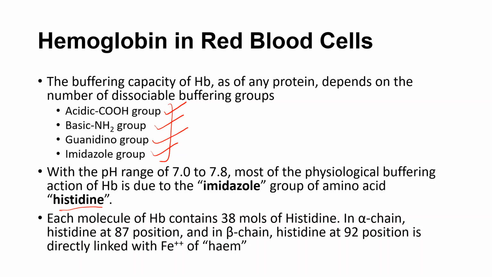In the physiological pH range, most of the buffering action of hemoglobin is due to the imidazole group of the amino acid histidine. Each molecule of hemoglobin contains 38 histidine residues, so there is a large quantity of histidine present in hemoglobin. In the alpha chain, histidine is at position 87, and in the beta chain it is at position 92. It is directly linked with the ferrous ion of heme.